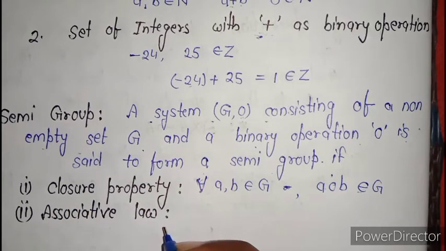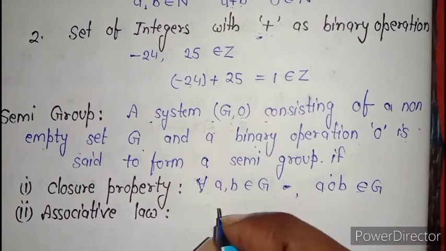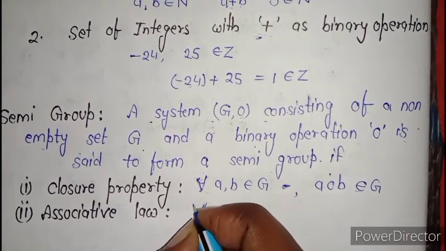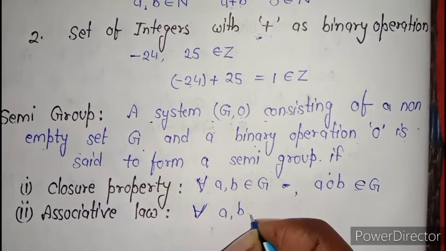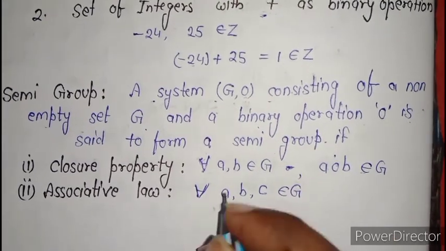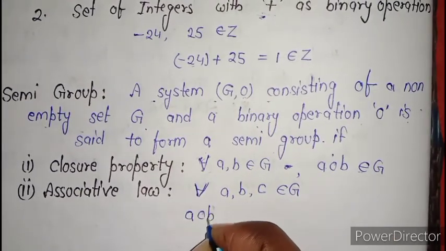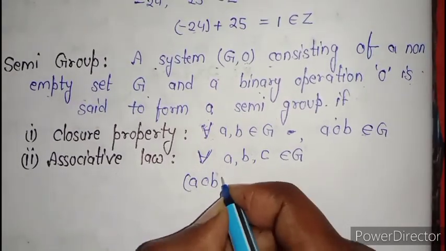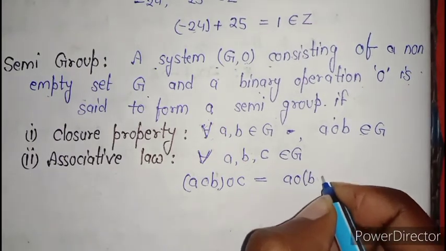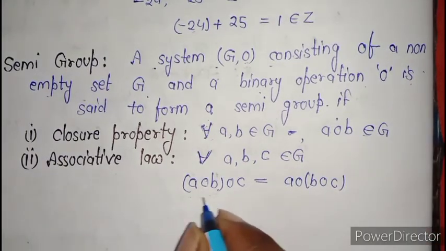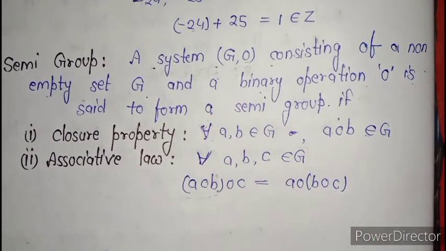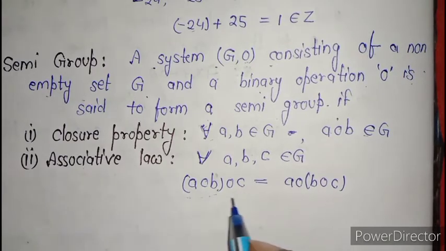And what is the associative law? This is also similar to closure, but here we will take three elements. So for all, this is again true for every element, for all a, b, c belonging to G, (a ∘ b) ∘ c is equal to a ∘ (b ∘ c). That is, we just change the brackets and take the same elements, then there is no change in the value of the elements after applying the binary operation.